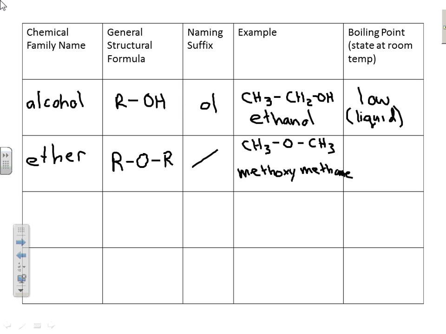Now its boiling point is, again, very low, and I want to check my chart and make sure I don't screw it up. It is very low, all right? And it tends to be gases at room temperature. So they're not even in the liquid form at room temperature.